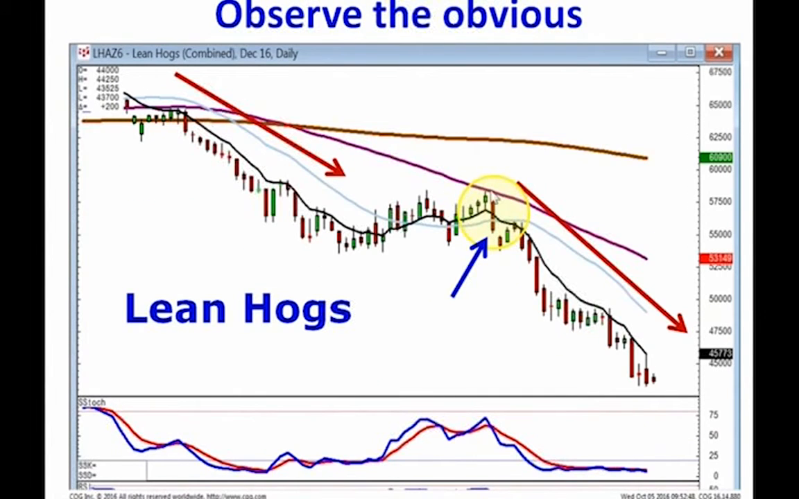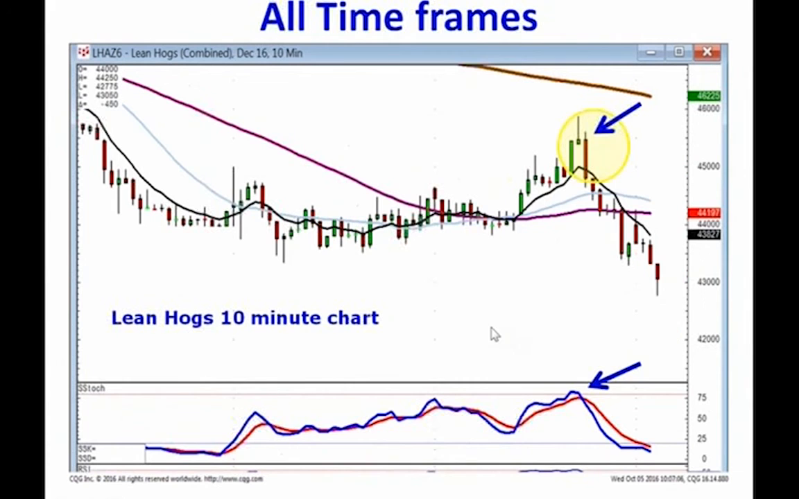If we can analyze, and we call this observe the obvious, the obvious is we're in a downtrend. It reversed, and notice where it failed, right smack dab on the 50, and closed back below the T-line. We can stay short until we see the next buy signal.